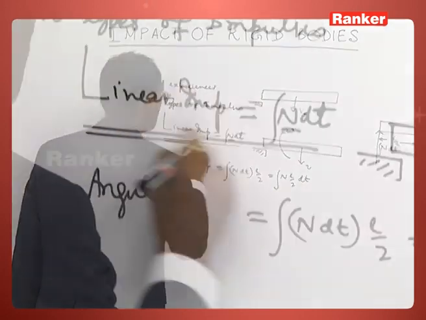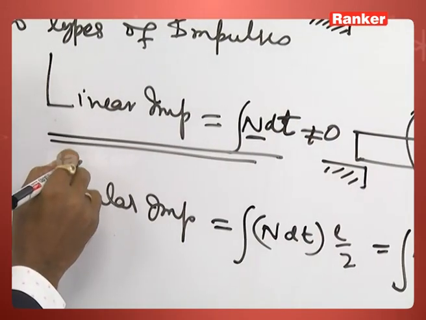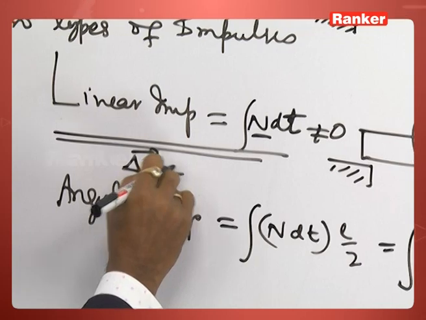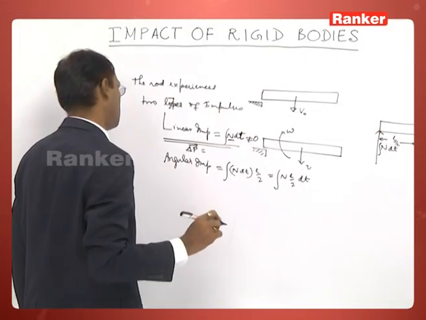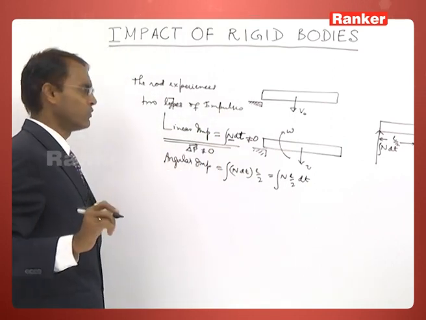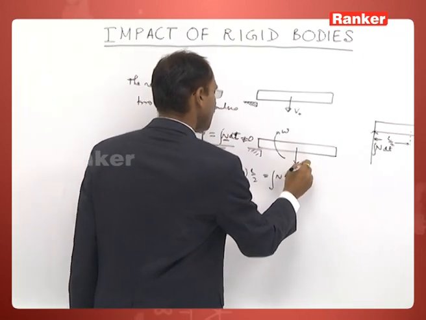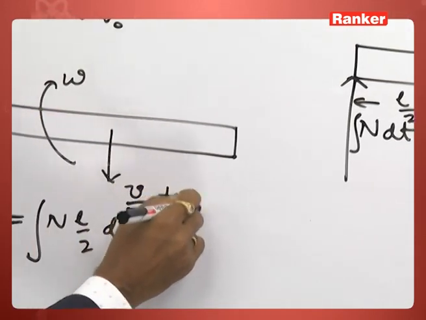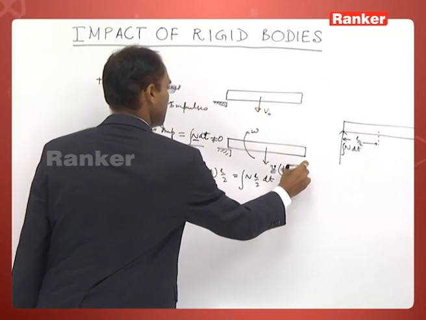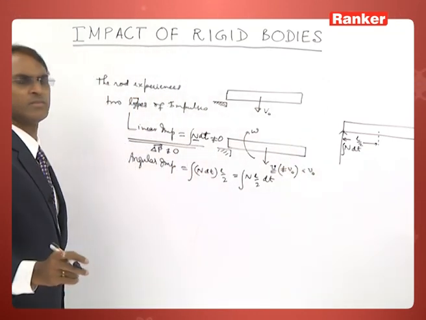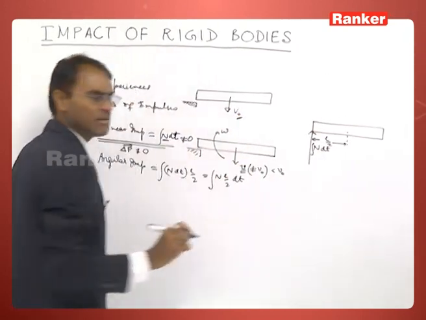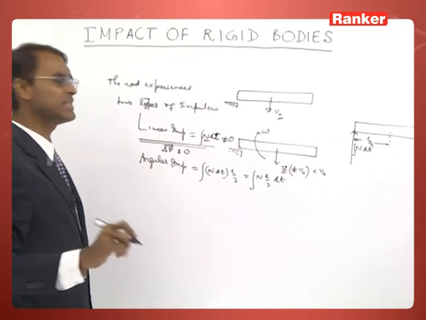Due to the non-zero linear impulse, the linear momentum of the rod will change. So, delta P is not equal to 0. Therefore, the center of mass velocity V will not be equal to V naught. Obviously, V will be less than V naught, because the impulse is acting opposite to the initial momentum. Therefore, final momentum is less than the initial momentum.